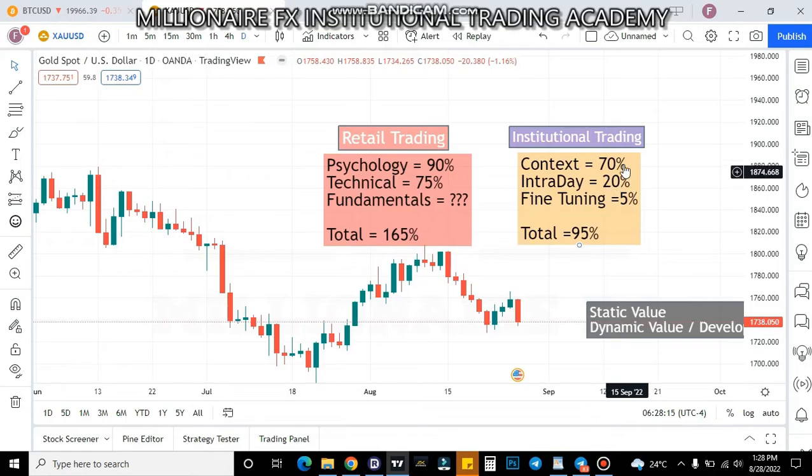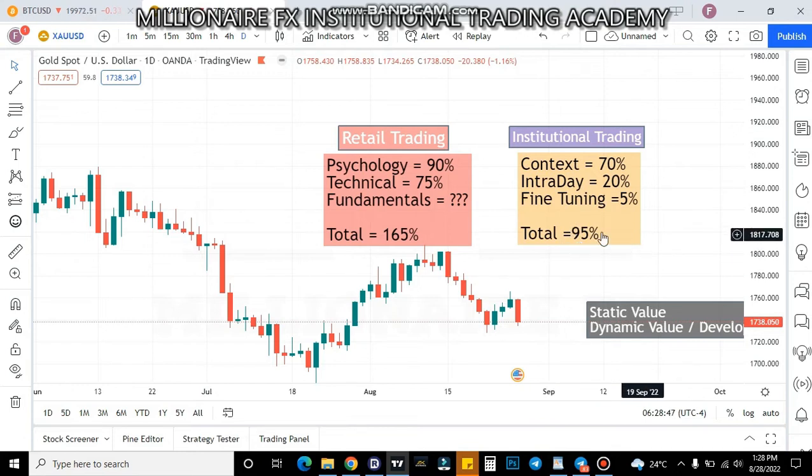Then we come to the final part, which is fine-tuning, which is only 5% of your trading. Fine-tuning is placing trades, actually executing our trades. So when you add this up, it gives you a total of 95%. Now the question is, where is the other 5% to make up the 100%?